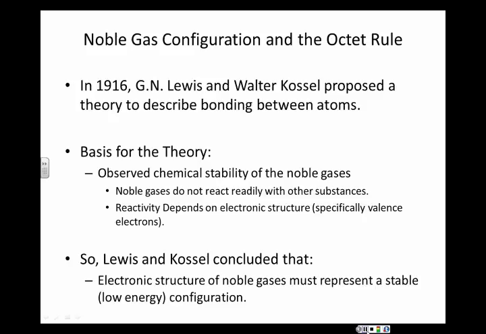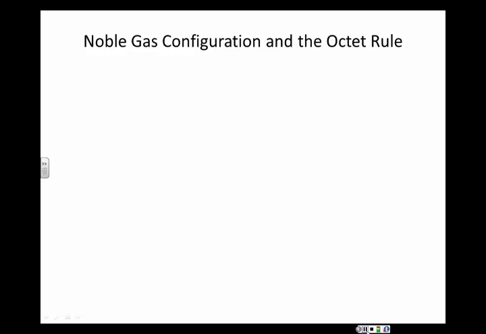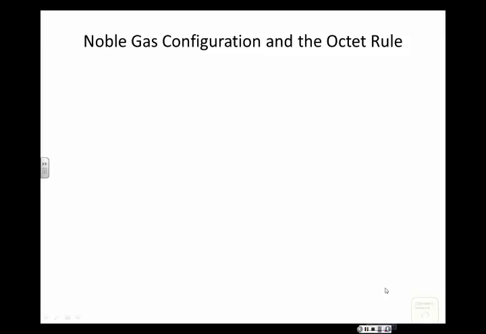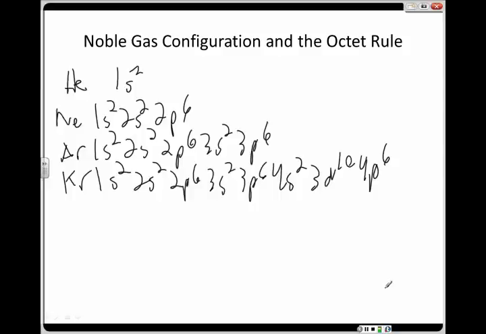So if we look at the electron configuration of noble gases, I thought I had them all written out somewhere else, but I don't. So we'll just do helium, neon, argon, krypton. Actually, I'm going to pause it and write them out. Okay, so they'll appear in a second. There we go. So here are the noble gas electron configurations.